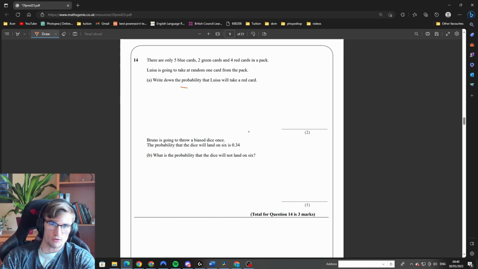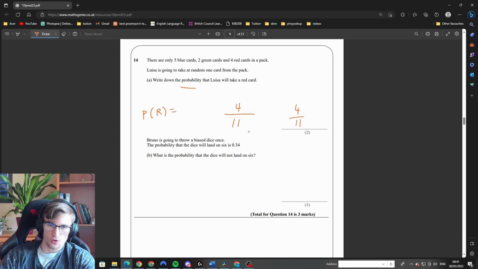Well, the way I write probability is out of the total, right? That's how I do probability. Probability of red is going to equal the total. So 5 plus 2 plus 4, which gives me 11. And the amount of red ones. So 4. So the probability she picks a red is 4 out of 11.